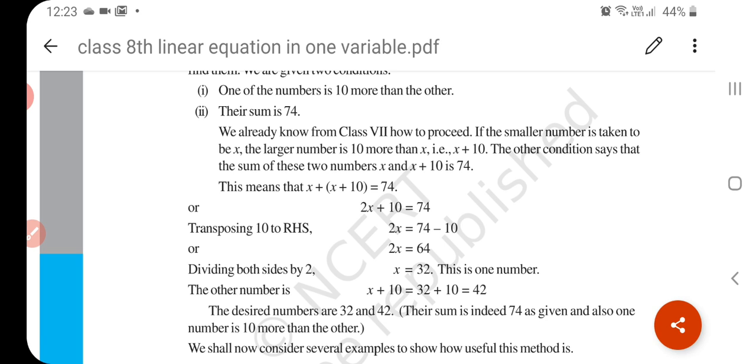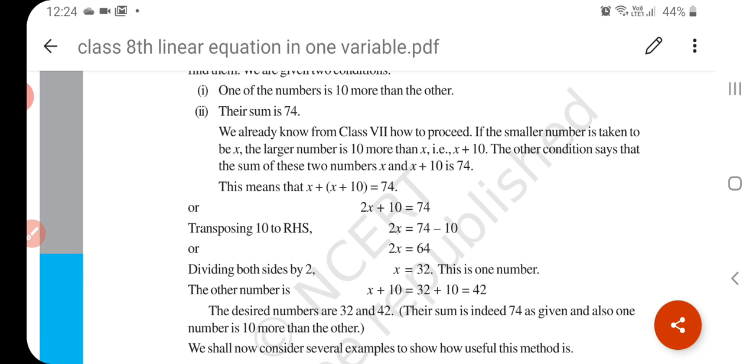Transposition: any term from one side of the equation can be transferred to the other side by changing the sign. Addition changes to subtraction, subtraction changes to addition, multiplication changes to division, and division changes to multiplication. Understand? Transposition is just a shortcut to the procedure for balancing.